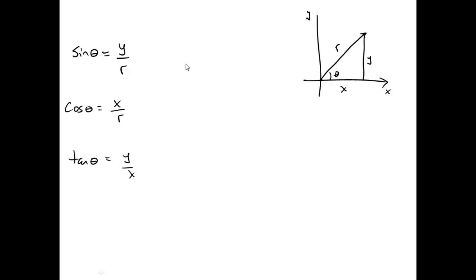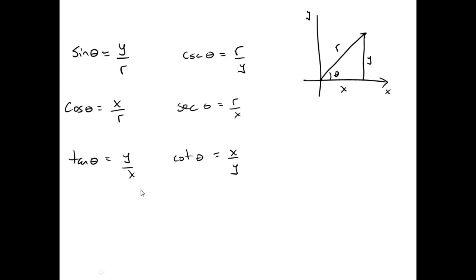From these, you can get the other trig functions. Because remember, sine goes with cosecant theta, and that's going to be equal to just the reciprocal. So it's going to be equal to r over y, so you're just flipping it. Cosine theta goes with secant theta. Again, all we're doing is flipping it. It's r over x. And tangent goes with cotangent theta, which is equal to x over y, just taking the reciprocal of tangent.